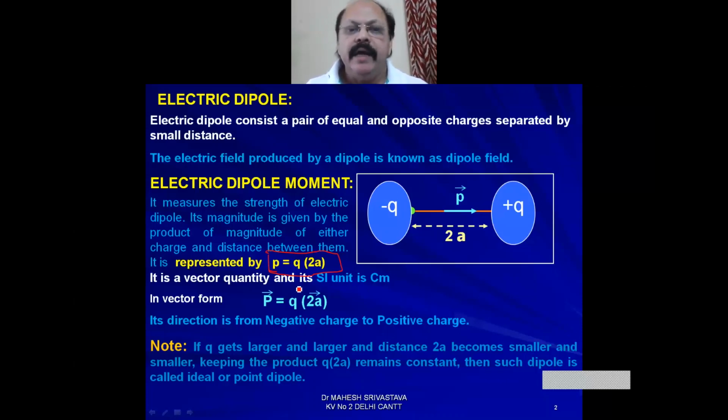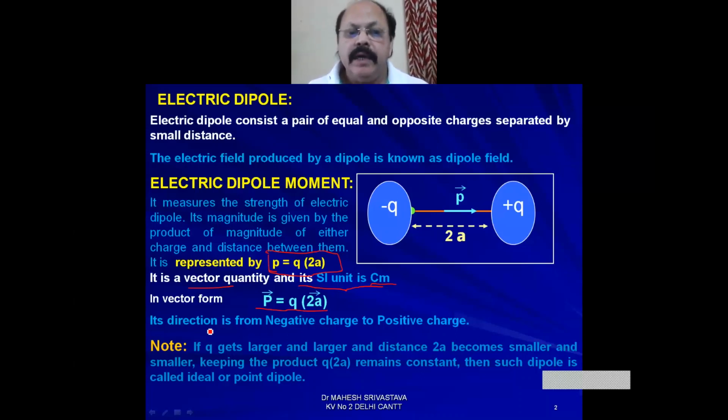Then the SI unit of electric dipole moment. Charge is measured in coulomb and distance is measured in meter, so the SI unit of electric dipole moment becomes coulomb meter. It is a vector quantity and we can write it in vector form: P vector equal to Q within bracket 2A vector. You can also write it like that: P vector equal to Q within bracket 2A and i cap. i cap is the unit vector along the positive x direction.